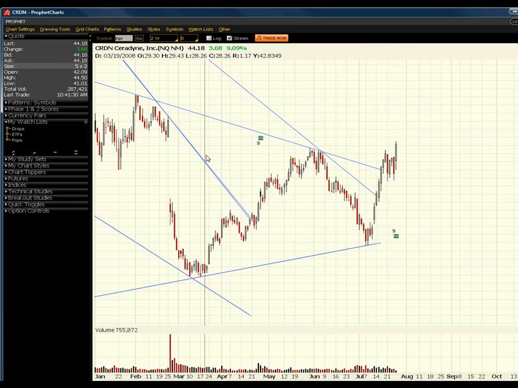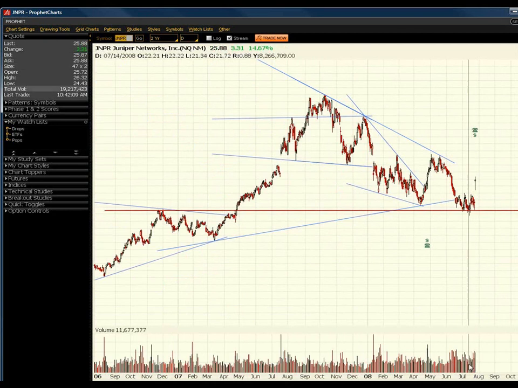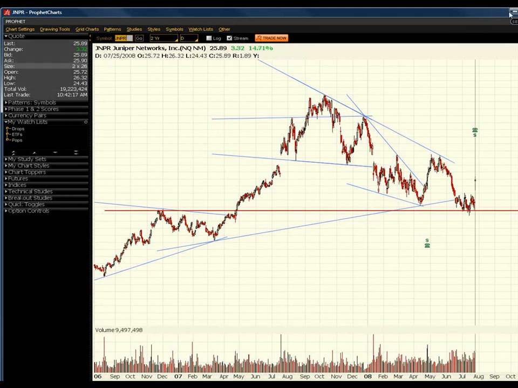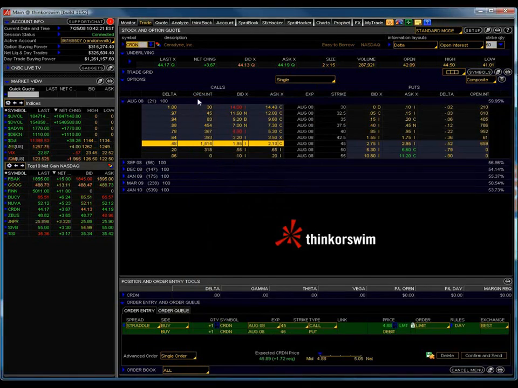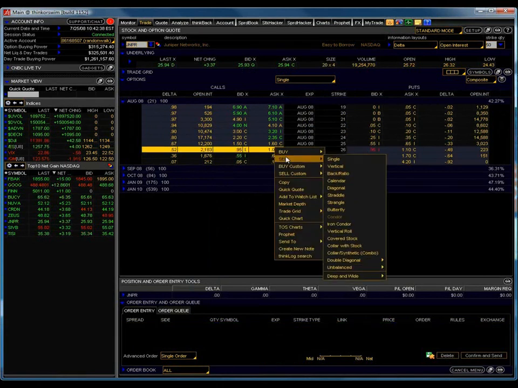So let's go back to JNPR. Juniper, on the other hand, trades close to 10, 11, 12, sometimes 20 million shares a day. It's quite a bit of liquidity. So let's put in Juniper as a potential candidate in our trade tab and take a look at a current straddle. The current price of the stock is $25.90. So the at the money straddle should be the 26. Let's take a look and see how much that sells for.